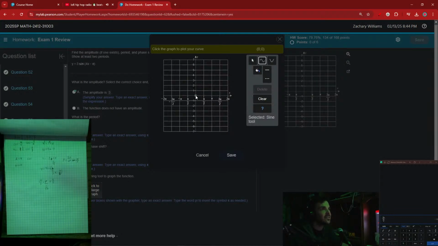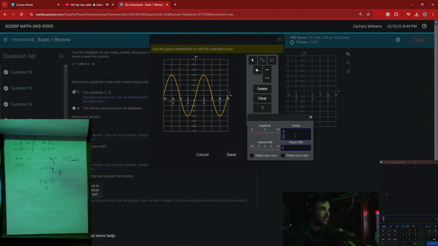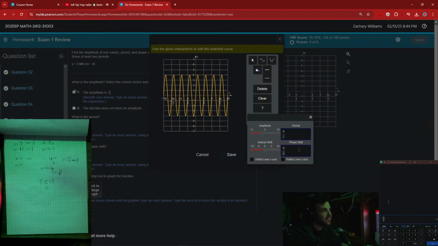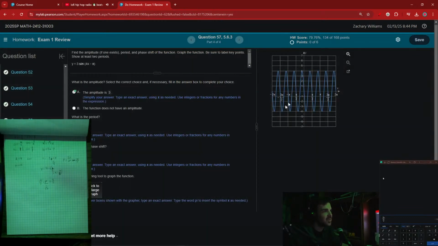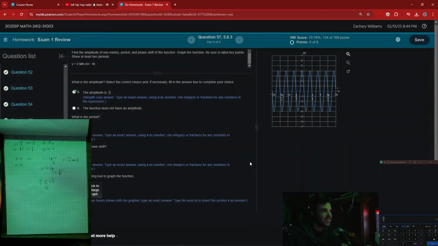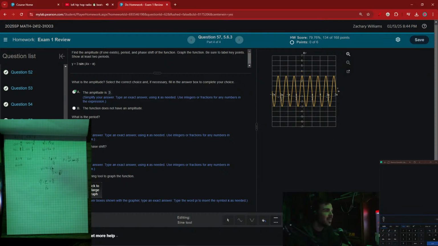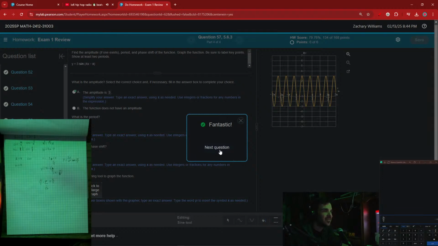The sine function, starting at the origin, no reflection, amplitude is 4, period pi over 2, phase shift pi over 4. Gorgeous. Most beautiful graph I've ever seen. What? Amplitude is 3. Okay. What did I say before? Oh, I saw the 4th.